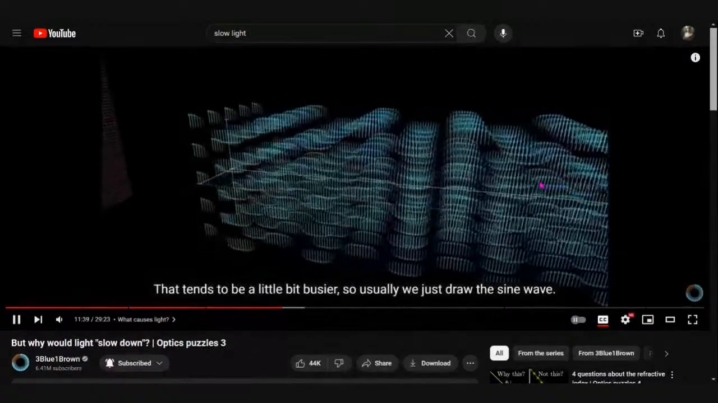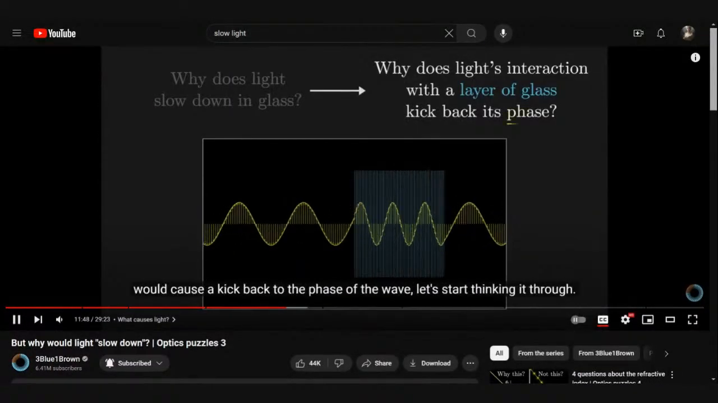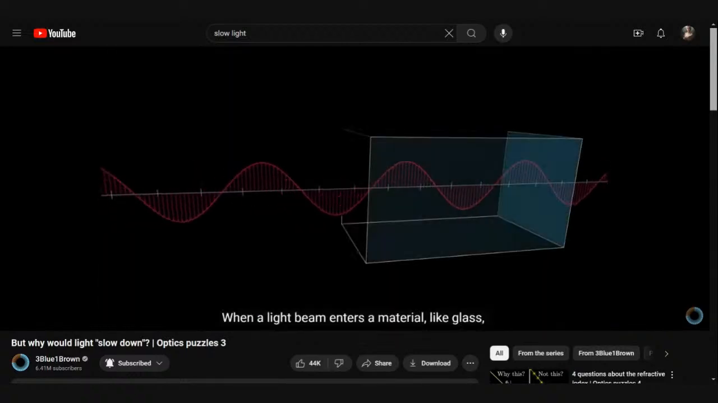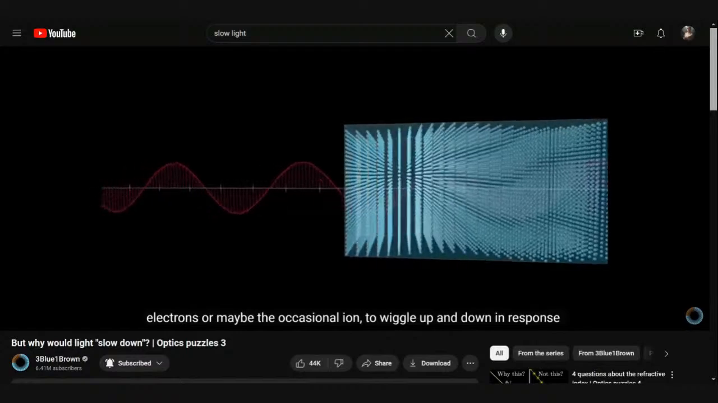That tends to be a little bit busier, so usually we just draw the sine wave. So, thinking back to the question of why interactions with a layer of material would cause a kickback to the phase of the wave, let's start thinking it through. When a light beam enters a material, like glass, it causes all of the charges inside that material, electrons or maybe the occasional ion, to wiggle up and down in response to that light wave.